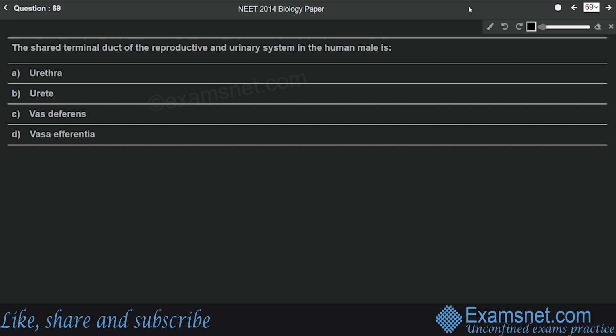Question number 69 is from the chapter Human Reproduction, and the question is, the shared terminal duct of the reproductive and urinary system in the human male is, options are urethra, ureter, vas deferens and vasa efferentia. Okay, so the correct answer is option A, that is urethra. Urethra is the urogenital tract in the human male that carries both urine and sperm. Therefore option A is the correct answer.